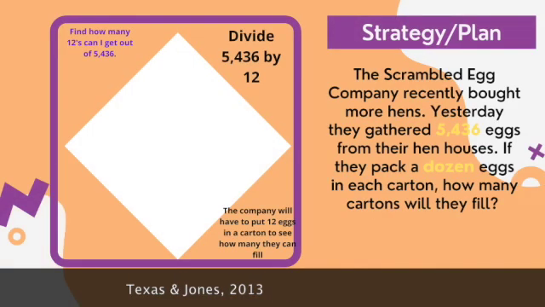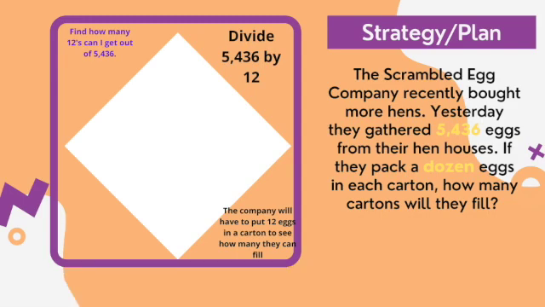In this section, you will determine what operation you will use. We have to plan out our strategy. You will formulate your own idea about the problem and determine the most effective order of operation to solve this problem. In this problem, you have to find out how many 12s you can get out of 5,436. This way, you will know exactly how many cartons you need to fill.